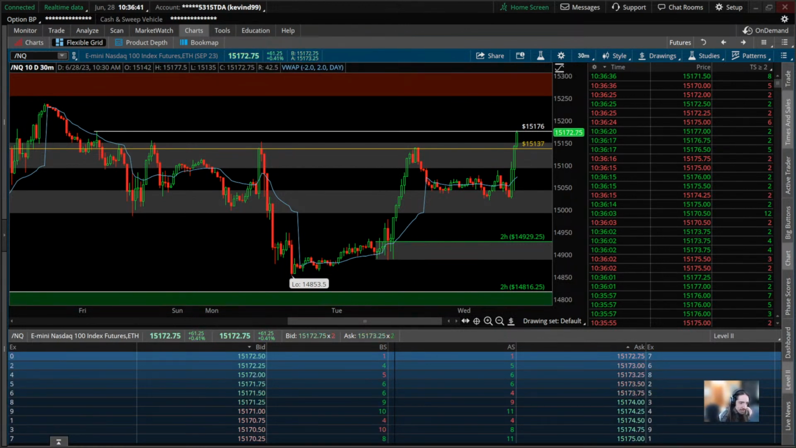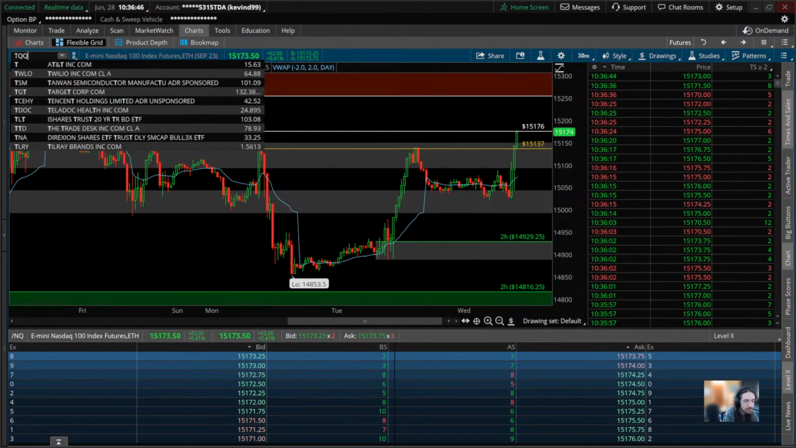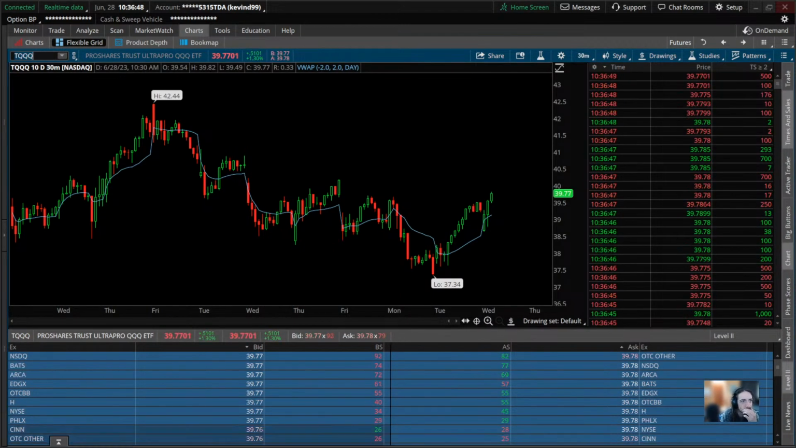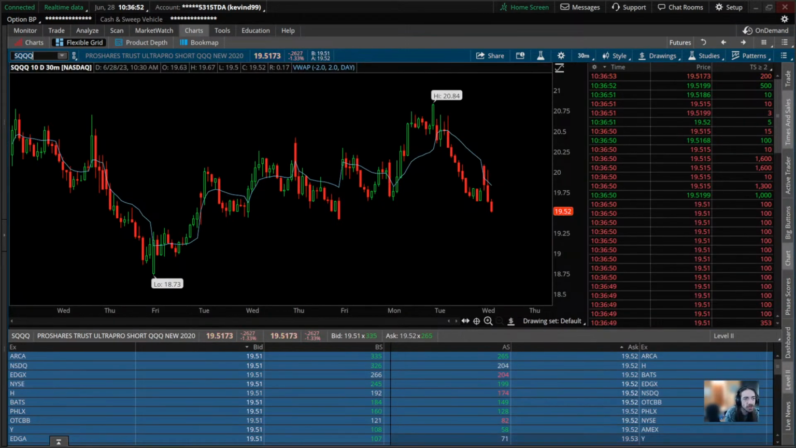What do you think about TQQ influence? TQQ is just the inverse of QQQ. No, that's SQQQ. Right, SQQQ is the inverse.